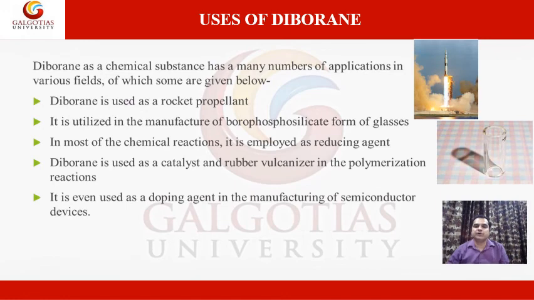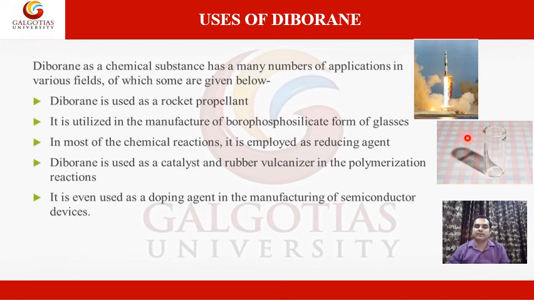These are the uses of diborane in different areas. Diborane can be utilized as a chemical substance which has a large number of applications in different fields, some of which we have mentioned here. Diborane can be utilized as a rocket propellant, or rocket fuel, in rocket technology. It can also be utilized for the manufacturing of glass, a borophosphosilicate type glass, used in the glass making industry.